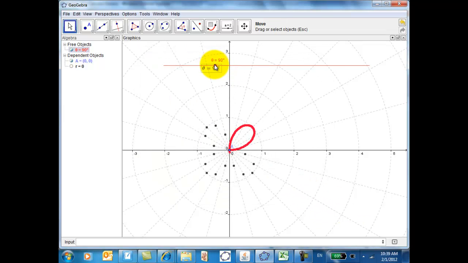But notice how it doesn't go, we're going from 90 to 180. Why isn't it in the second quadrant? Because r is a negative number right now, and so that's why it kind of flips down here.